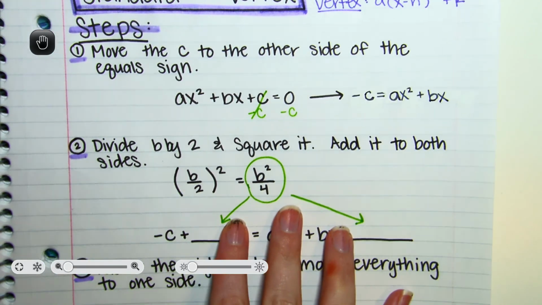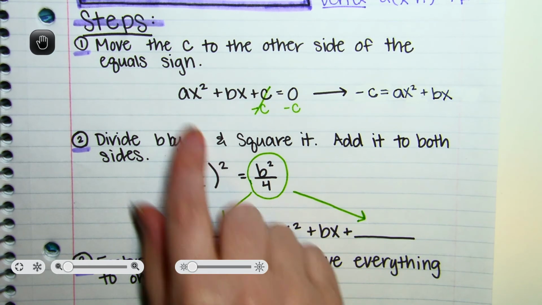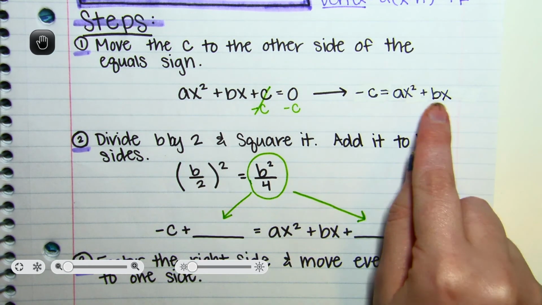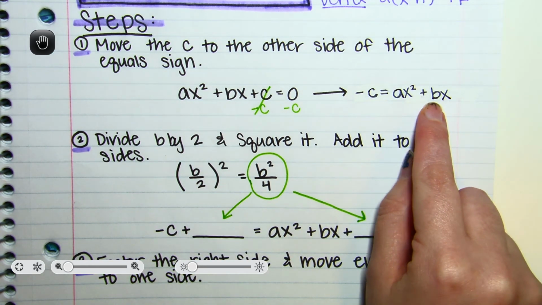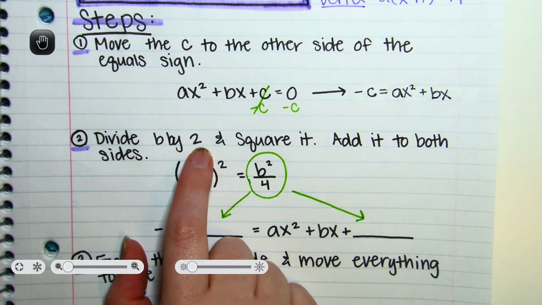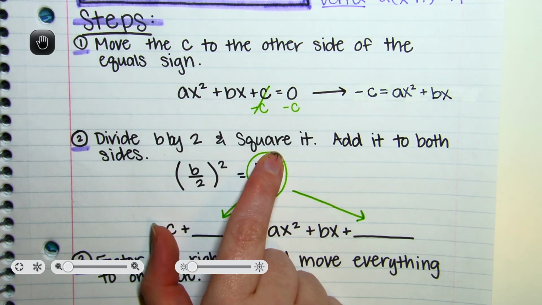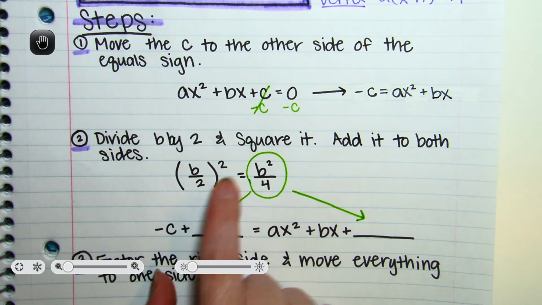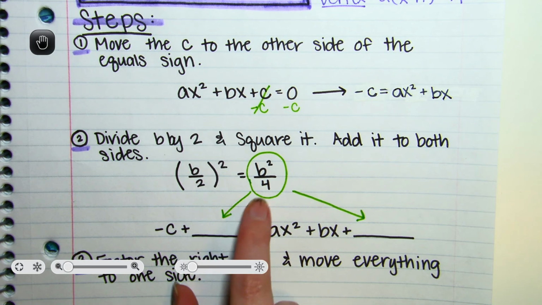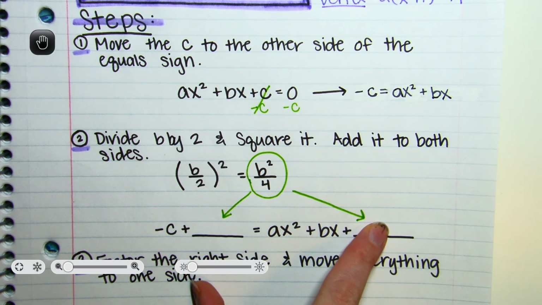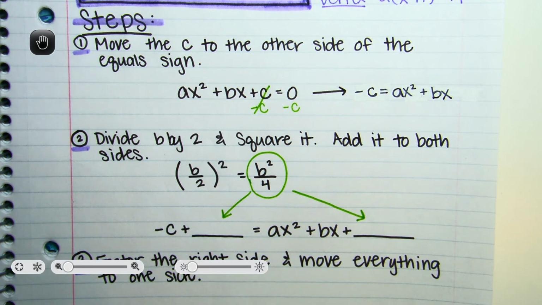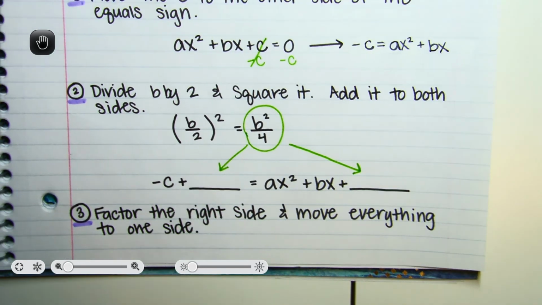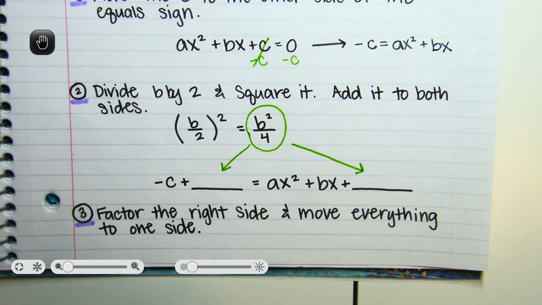Then once you've done that, you are going to take your b value, so whatever that b value is, the coefficient in front of x, you're going to divide it by 2 and then square it. And then once you have that number, you're going to add it to both sides. So you're going to take b divided by 2, square that number, and then add that to both sides of your equation. Remember, because you need to keep it balanced. So if you add something to one side of the equation, you have to add it to the other side.